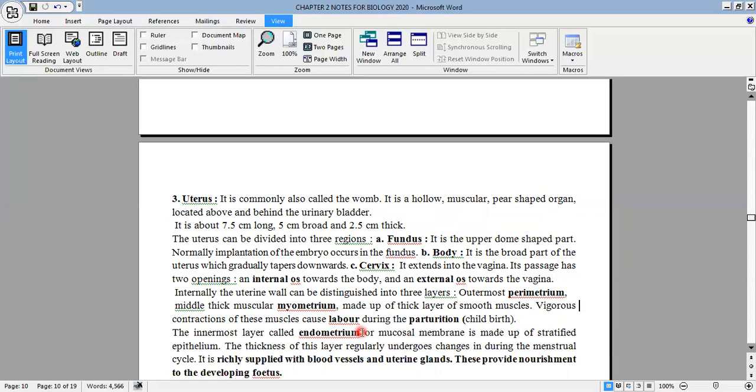Endometrium is a very important part again because it undergoes changes during the menstrual cycle. Whatever changes take place in the menstrual cycle all happen in the endometrium. Endometrium is richly supplied with blood vessels and uterine glands, and this is the reason it can provide nourishment to the developing fetus. So the developing fetus is provided with nutrition with the help of blood vessels and the uterine glands.